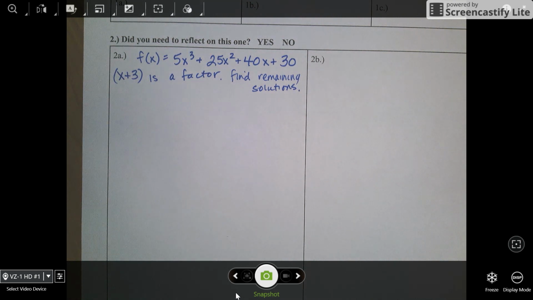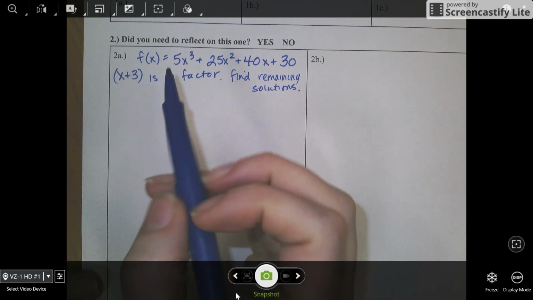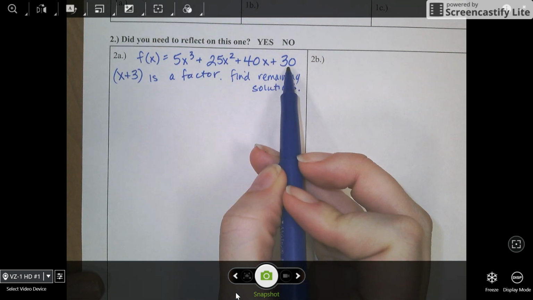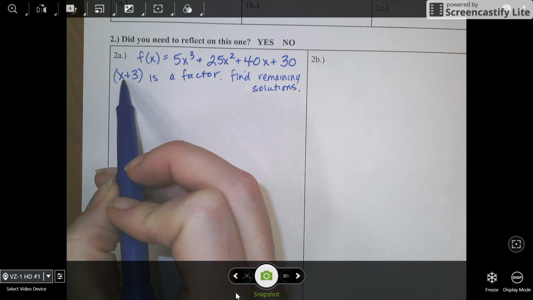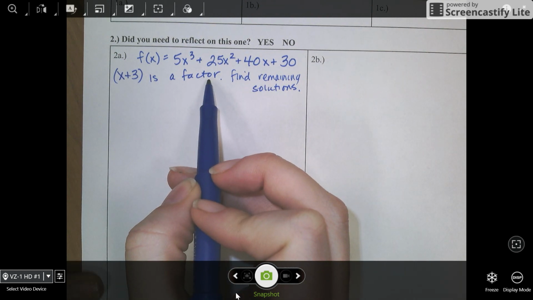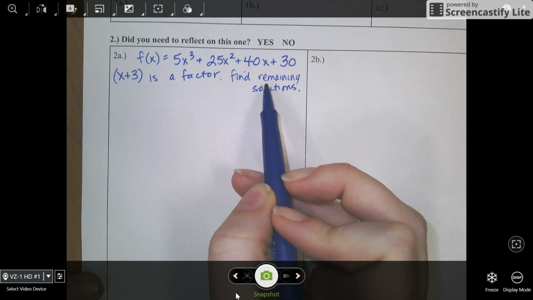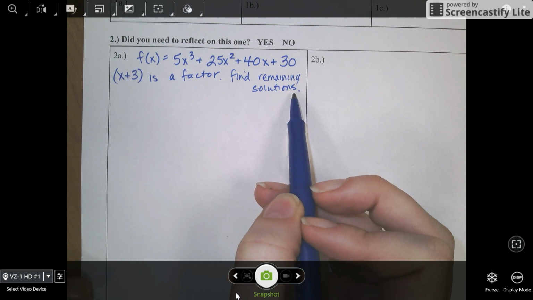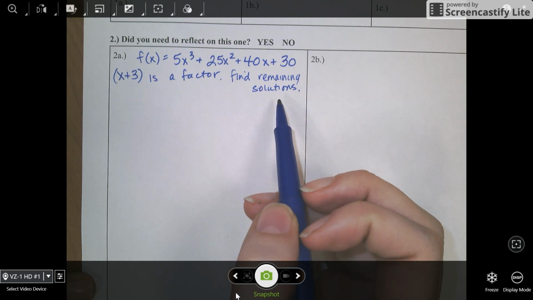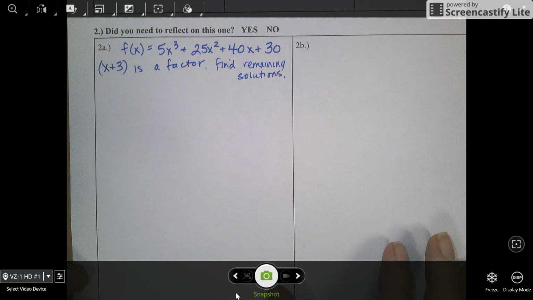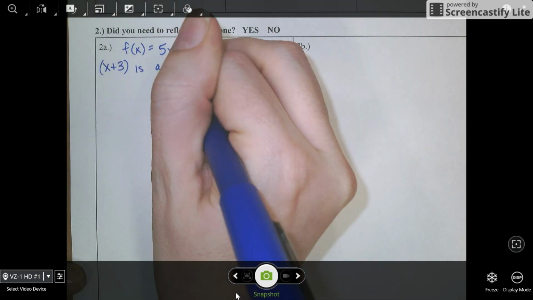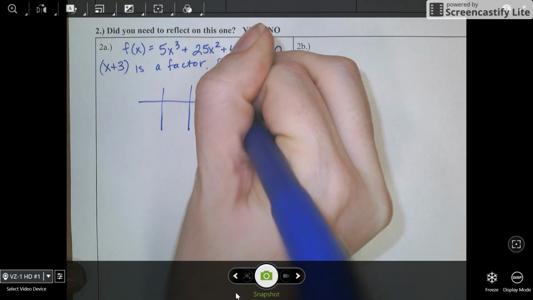Okay, I'm going to walk through 2A on this reflection, and you are given a polynomial right here, and you are also told that x plus 3 is a factor, and you are finding the remaining solutions. All right, so in order to do that, the first thing we have to do is divide, and I'm going to use box method.